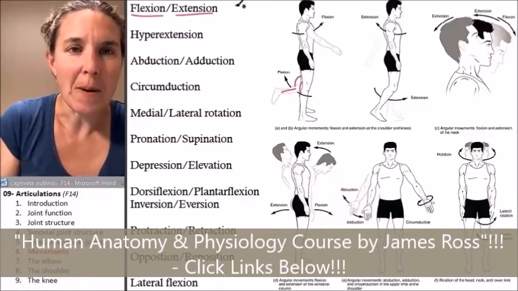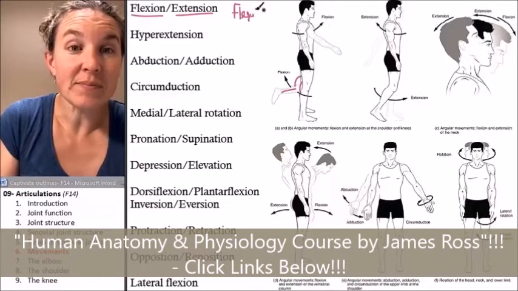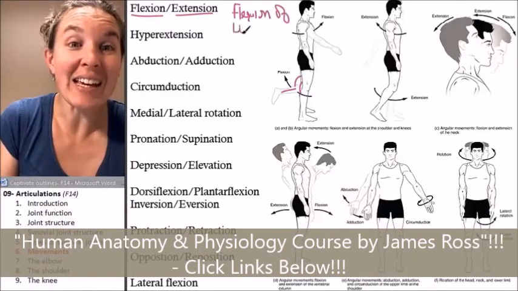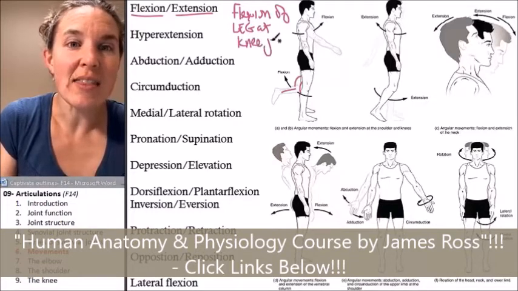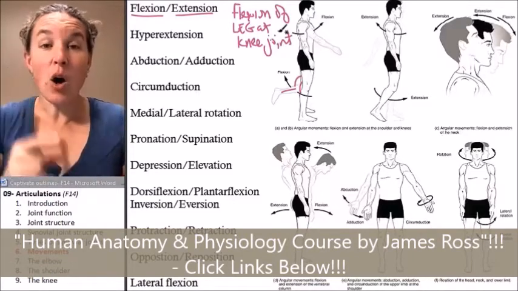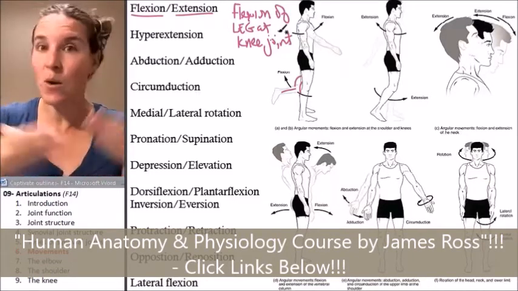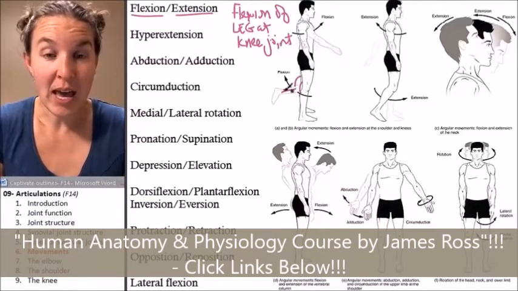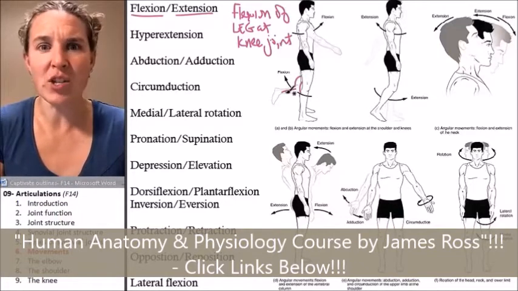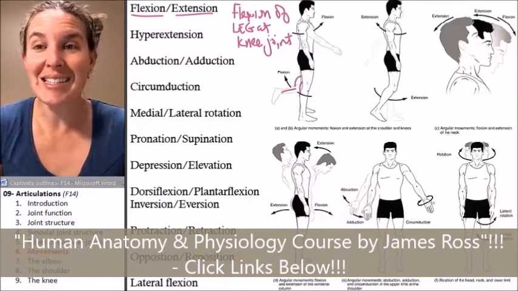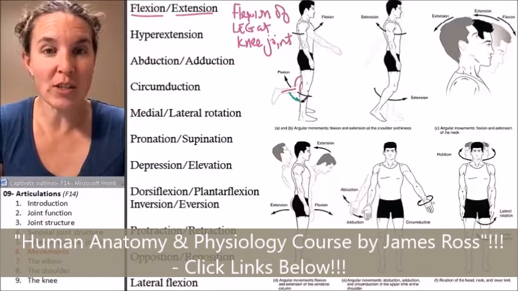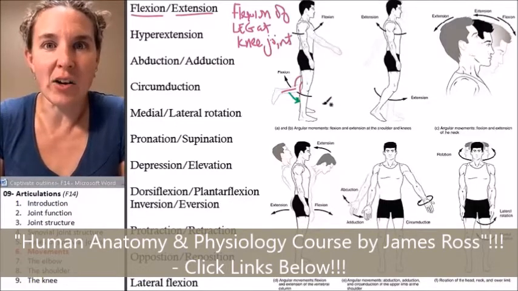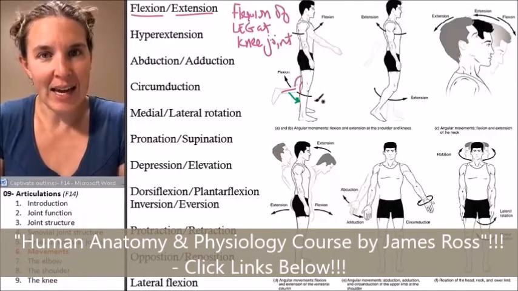Let's write that down. Flexion of the leg at what joint? The knee joint. Can you visualize that? All of our movements, we're going to define where they're taking place. If we flexed our leg at the knee joint and we want to go back to where we started, we are going to extend the leg. We're going to go this direction. We're going to increase that angle. We're going to extend the leg at the knee joint.